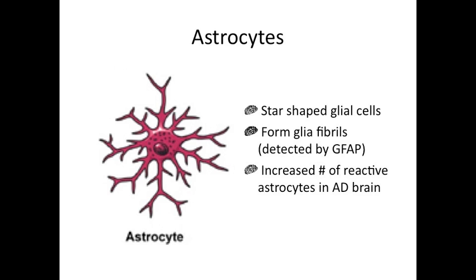Before we can explore these results, we need to take a step back and examine astrocytes. Astrocytes are star-shaped glial cells with a supportive and regulatory role with neurons. These astrocytes express glial fibrillary acidic protein, used for the detection and quantification of astrocytes. Specifically in Alzheimer's disease, an increased number of reactive astrocytes is an invariant feature of the pathology of the disease.